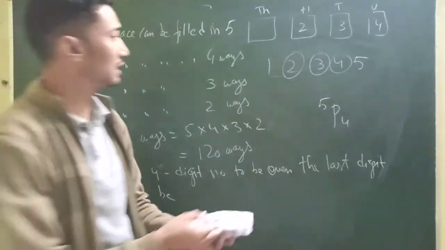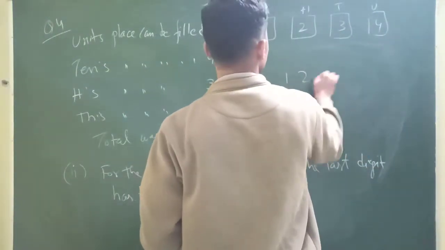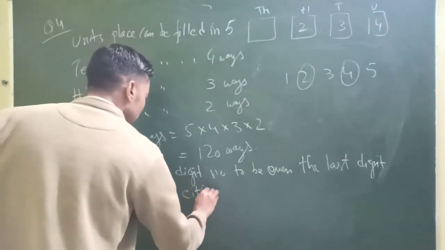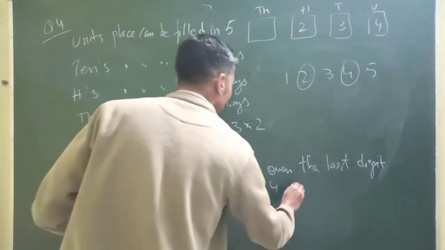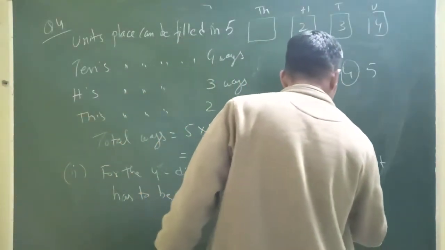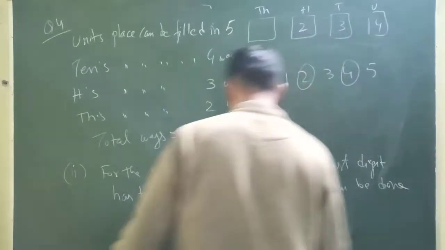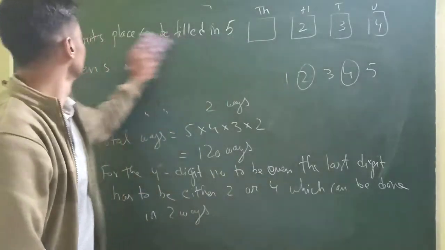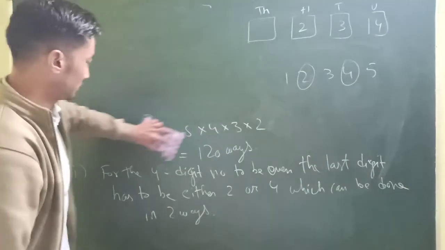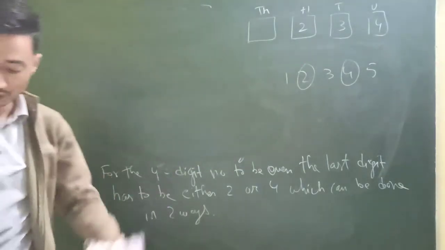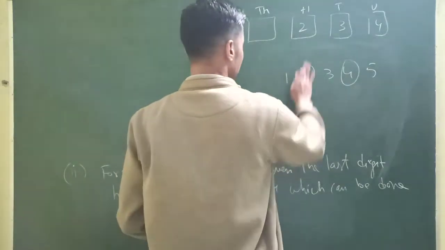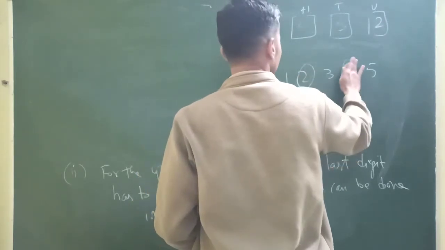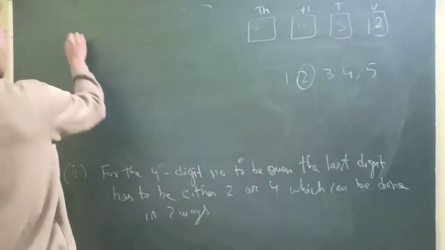So we have to restart once again. The last digit, 1, 2, 3, 4, 5. So the last digit has to be either 2 or 4. That means it can be done in 2 ways. So let's say I have used 2. So now we have 4 digits remaining.